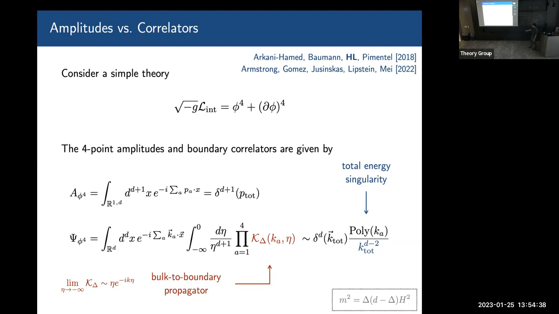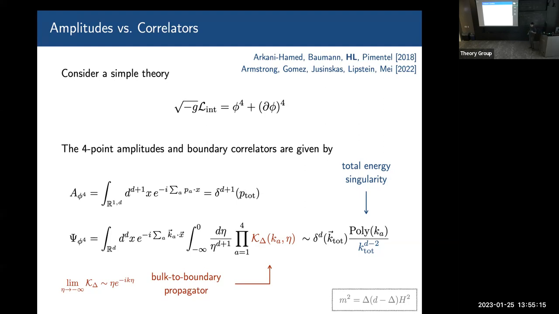Here, if you look at the structure of this function, it looks like there's a numerator given by some polynomial in the energies, and in the denominator there's a k total that goes to some power. So k total is the total energy, just the sum over all the energies. Of course, we don't get a delta function here because there's no time translation symmetry in the cosmological background. But nevertheless, we see that this answer has some interesting analytic structure. Particularly, it becomes singular when you take the k total going to 0 limit.